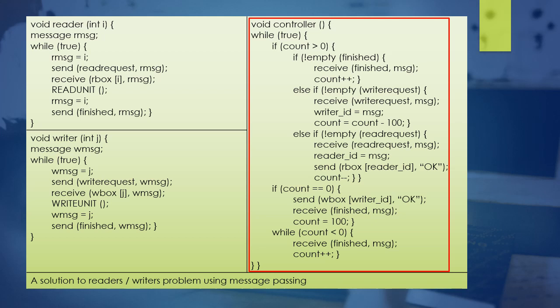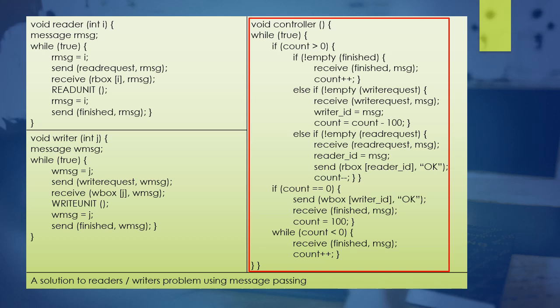The actions of the controller can be summarized as follows. If count is greater than 0, the controller checks all its mailboxes in this sequence: first finished, then write request, then read request. If the finished mailbox has a pending message, the controller receives it and increments count. Count remains greater than 0 and the controller keeps receiving finished messages and incrementing count until the finished mailbox becomes empty.